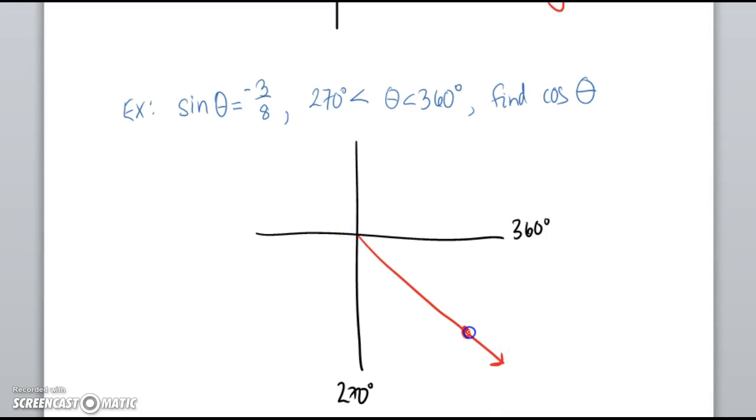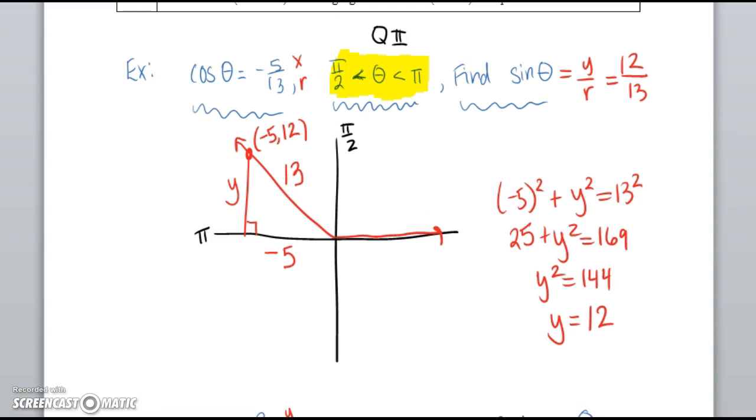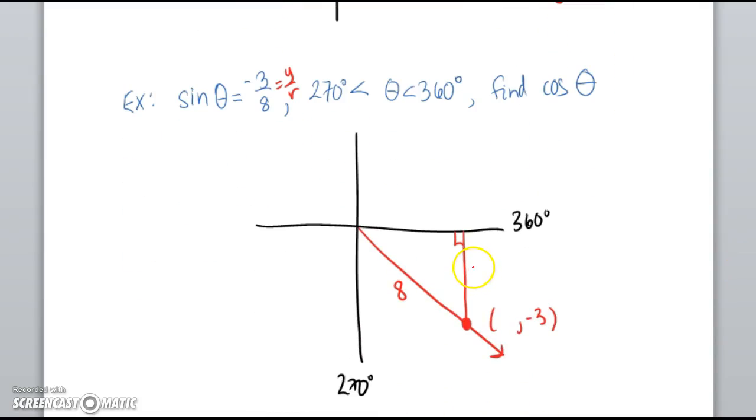Okay. Here's our point. We know that sine is y over r, and so the y-coordinate for this point we can make negative 3. Makes sense, it's negative down here in the fourth quadrant. We know r is 8. Let's draw a triangle to the x-axis, and the length of the side of our triangle is 3. The y value is 3. We can make it negative because we're going down, in the negative portion of our graph.